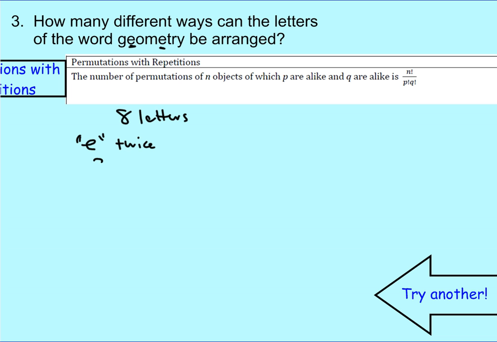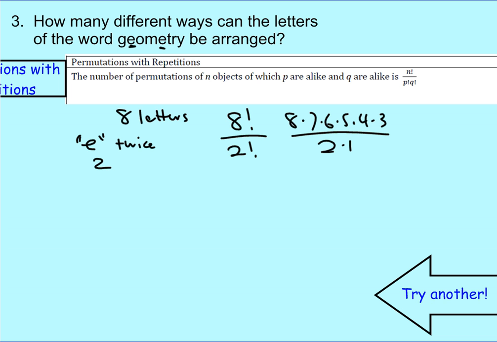All right, so that's going to be 2. So what this ends up being is 8 factorial over 2 factorial. All right, so 8, 7, 6, 5, 4, 3. Hopefully you guys are realizing that 2 and 1 will start canceling. So I'll be left with 8, 7, 6, 5, 4, 3. That is going to be how many different ways I can rearrange geometry.